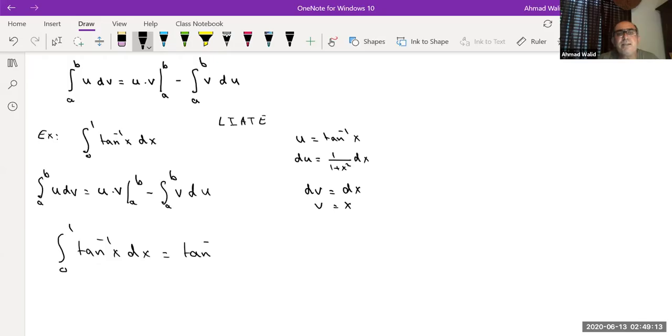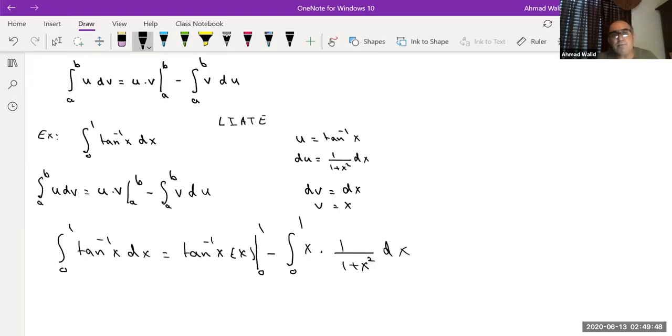Inverse tan x times v. What is v? Times another x minus, from where to where? From 0 to 1, minus the integral of v, which is x, times du, 1 over 1 plus x squared dx from 0 to 1.